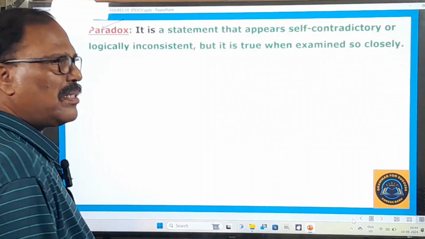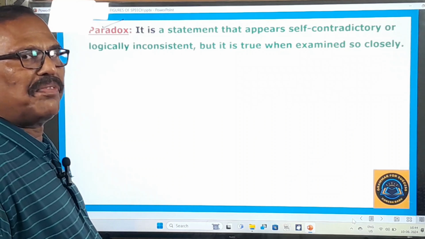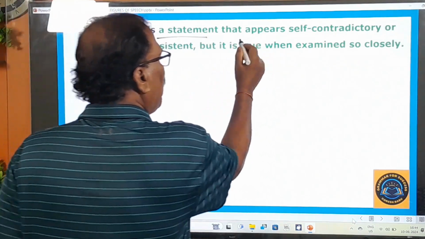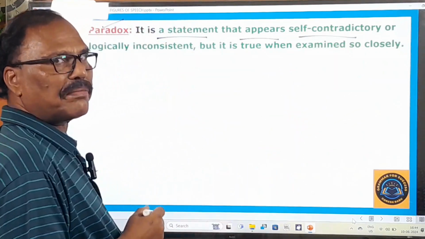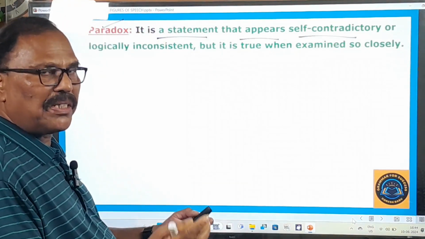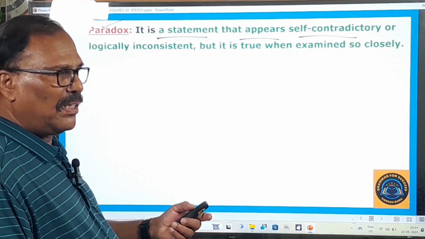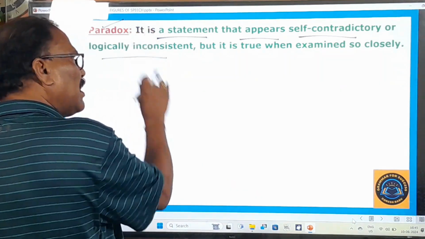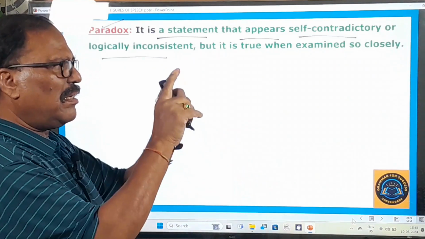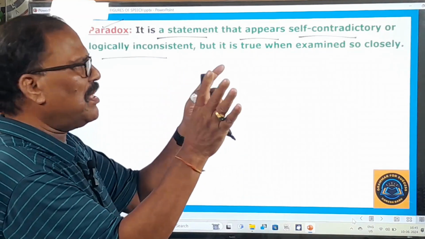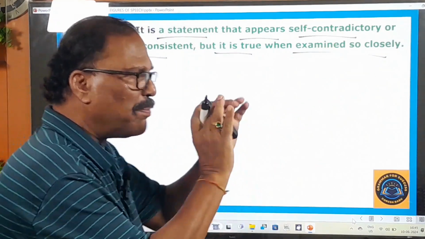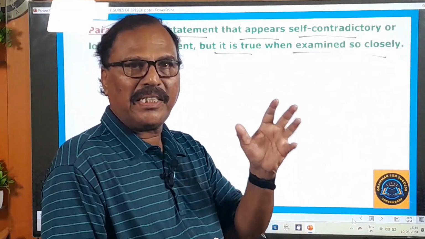Paradox is there. This is another beautiful figure of speech. Paradox means what? It is a statement that appears self-contradictory. It looks to be opposite to itself or logically inconsistent. Logically, it looks very awkward and absurd. But it is true when examined so closely. When you observe it so closely, you find it true.